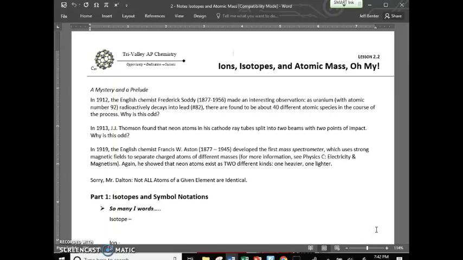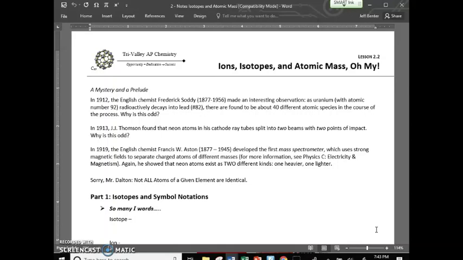And this was confirmed a few years later when the English chemist Francis Aston developed the first mass spectrometer, which basically worked as J.J. Thomson's magnet and cathode ray tube. You put a very strong magnetic field around some charged atoms, and the atoms will bend their paths. The more massive they are, the less they bend, and the lighter they are, the more they'll bend. For more information, you can take Physics C, Electricity and Magnetism. Until then, you can just take my word for it.